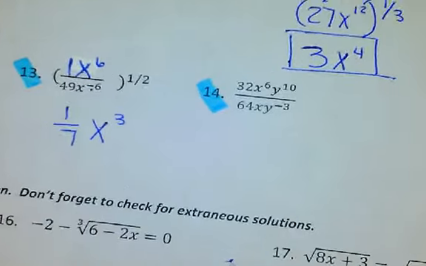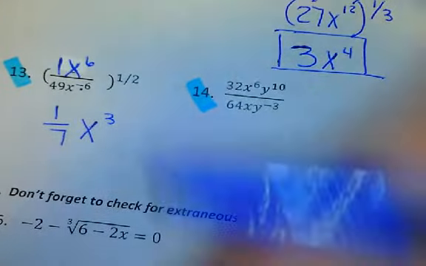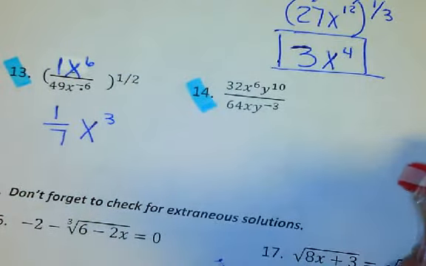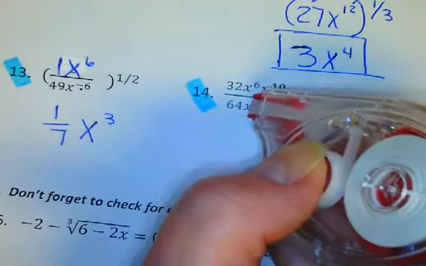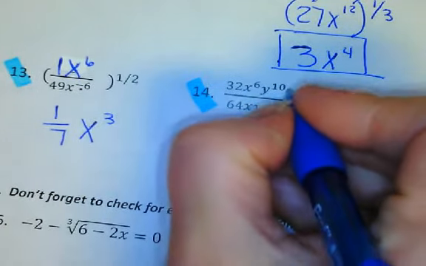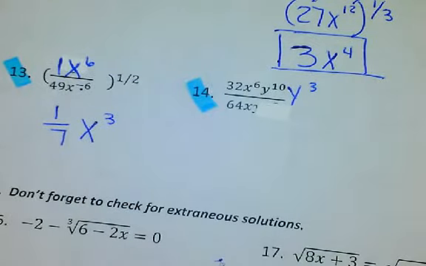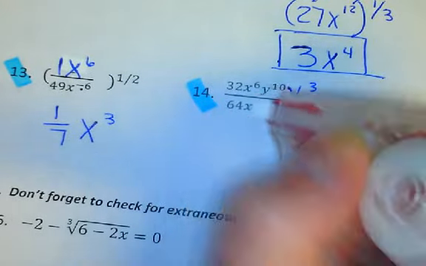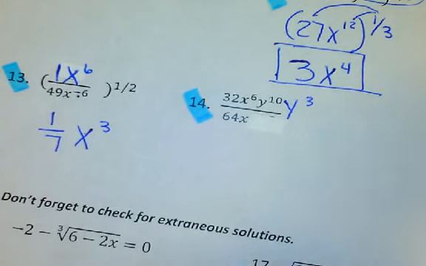Alright, on this one here, again, I have a negative exponent. So anytime I have a negative exponent, I flip it, and it becomes positive. Well, this is on the bottom. So I'm going to take it to the top and make it positive, which means on the bottom it's no longer there. And then I'm just going to start reducing.